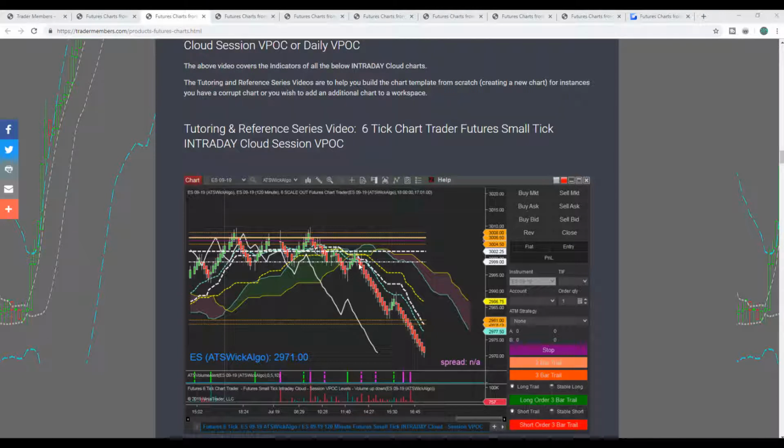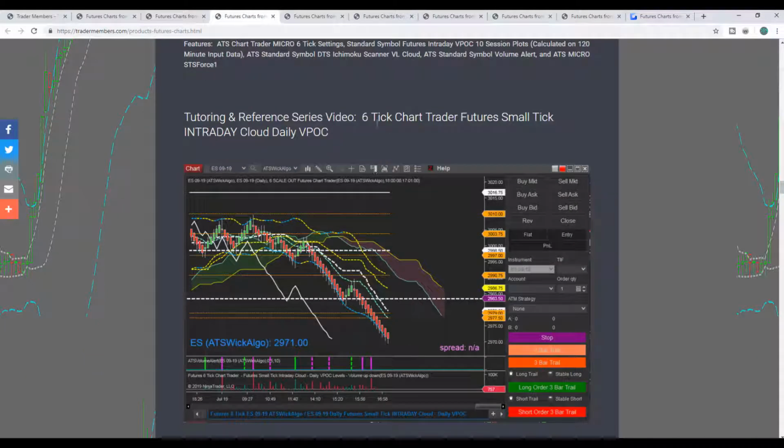Next, I want to bring your attention to the difference in a 6-tick and a 10-tick futures chart, or the POCs, excuse me, the difference in the POCs and the clouds staying the same. This is a 6-tick futures chart with a session VPOC. This is the same 6-tick futures chart with a daily VPOC. So the cloud is the same, the candlestick pattern is the same, but now the POC plots are the most recent daily plots, not session plots.